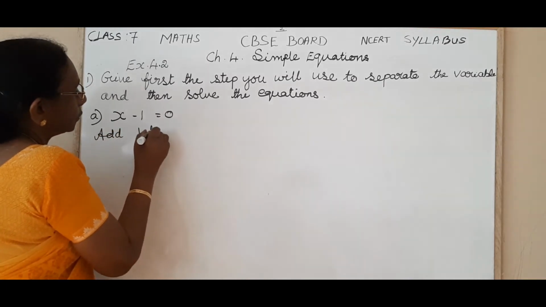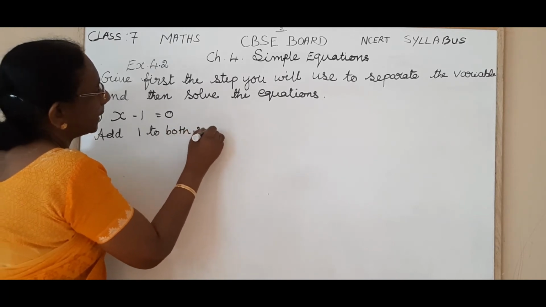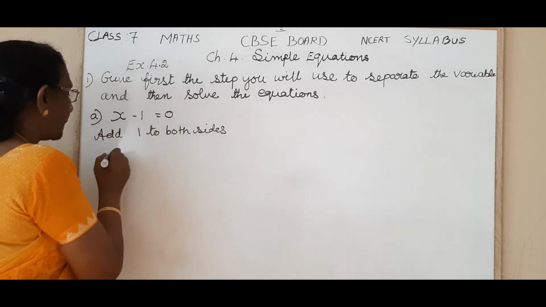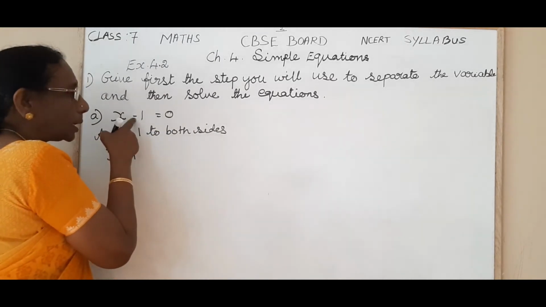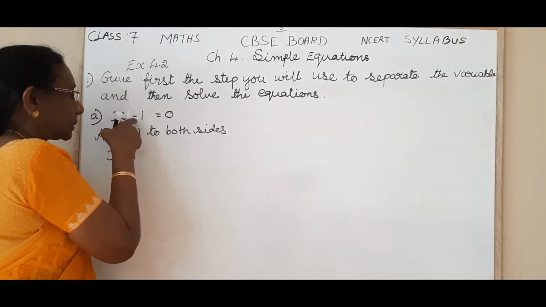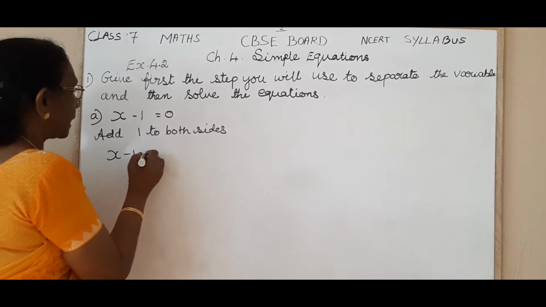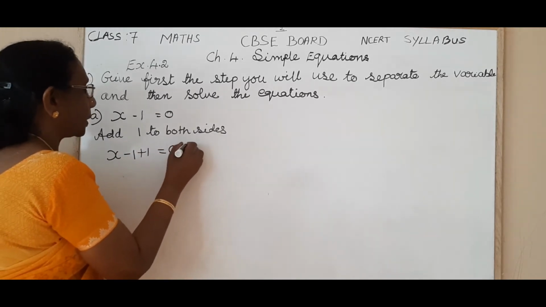Add 1 to both sides. Both sides means what? Left hand side and the right hand side. So when you add, what do you get? X minus 1. Why are we adding? To eliminate this minus 1. Here it is minus, so we are adding. X minus 1 plus 1 is equal to 0 plus 1.